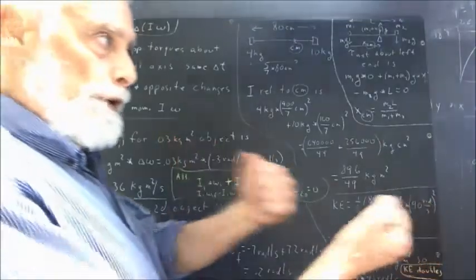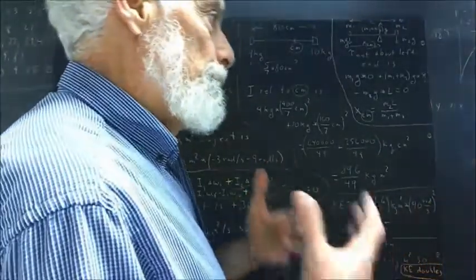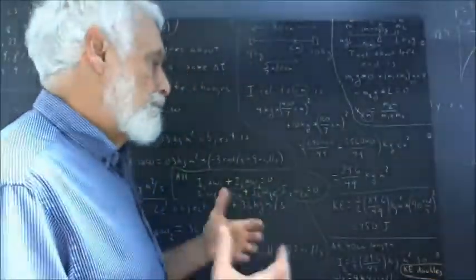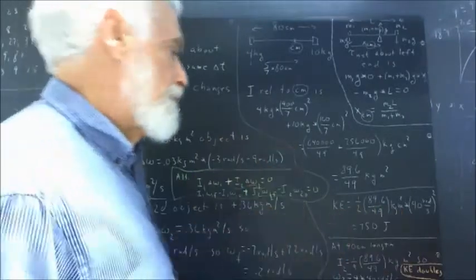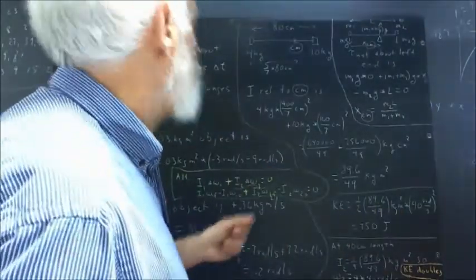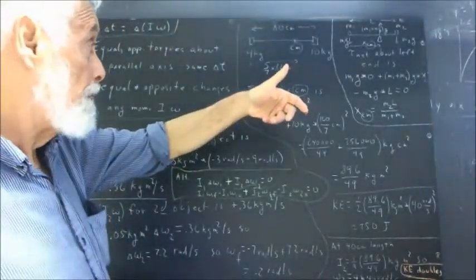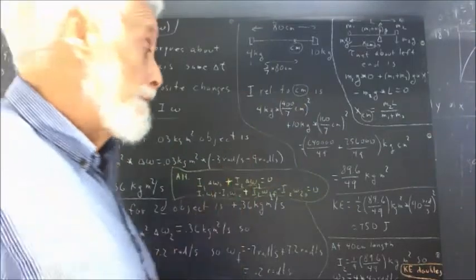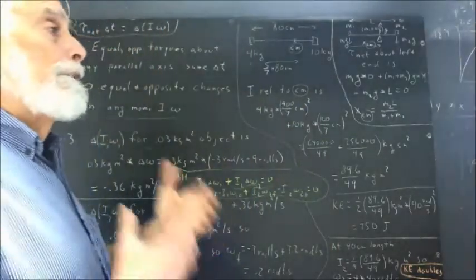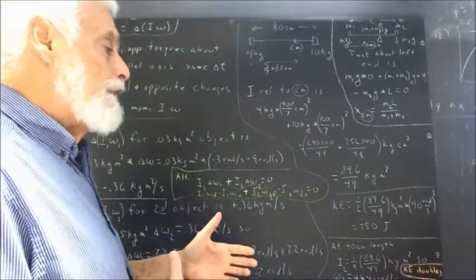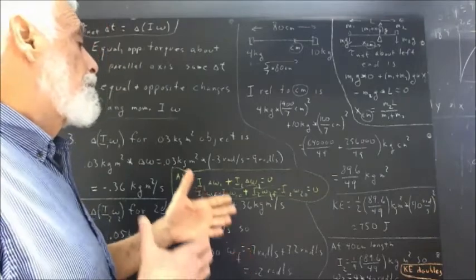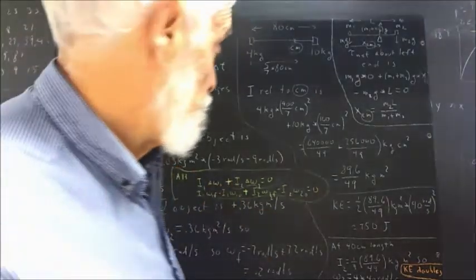Okay, now we're going to contract the system. The angular momentum is going to remain constant, but the moment of inertia is going to become less. Well, if the moment of inertia becomes less but the angular momentum stays the same, that means that the angular velocity has to increase by the same proportion by which the moment of inertia decreases.